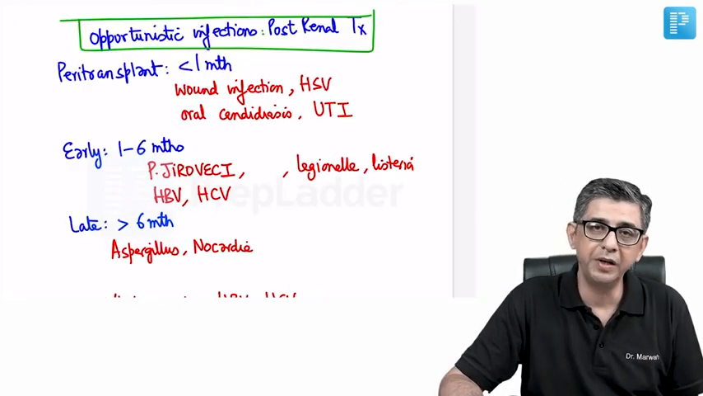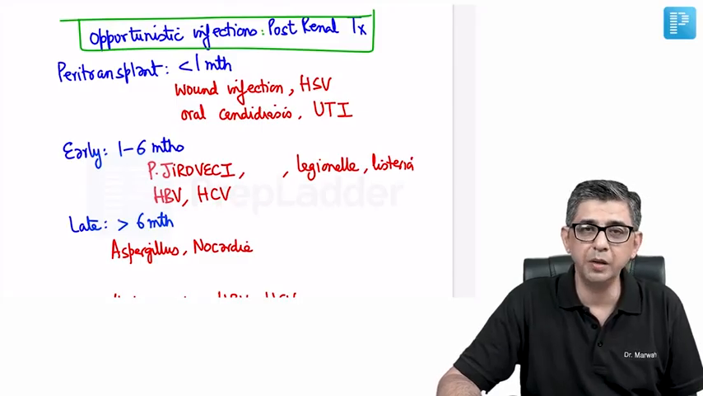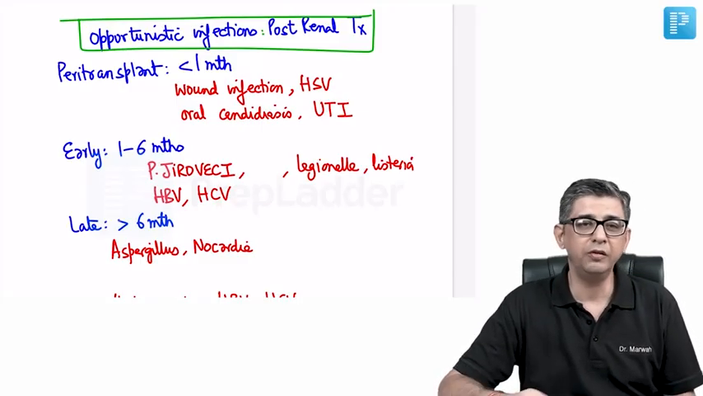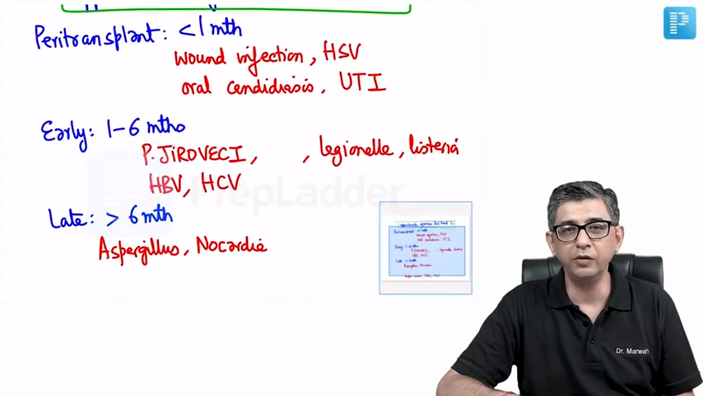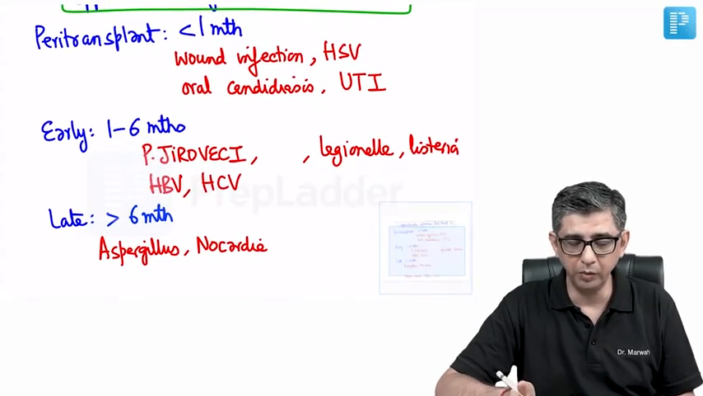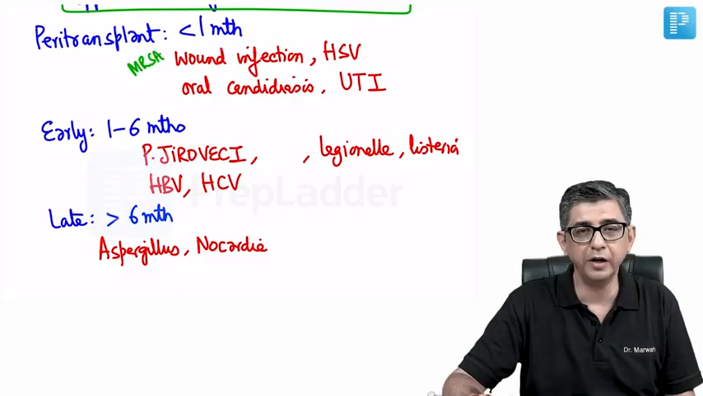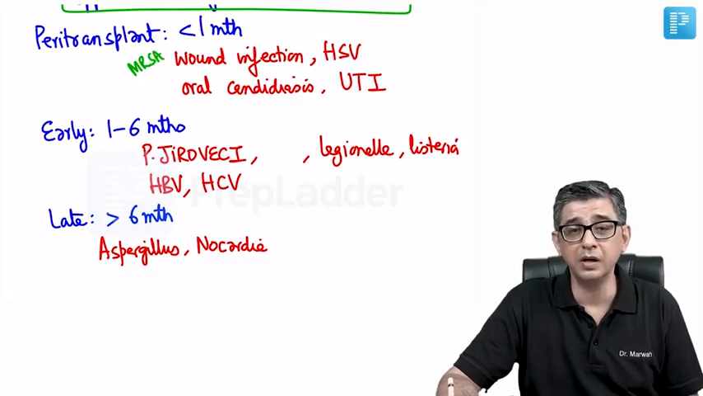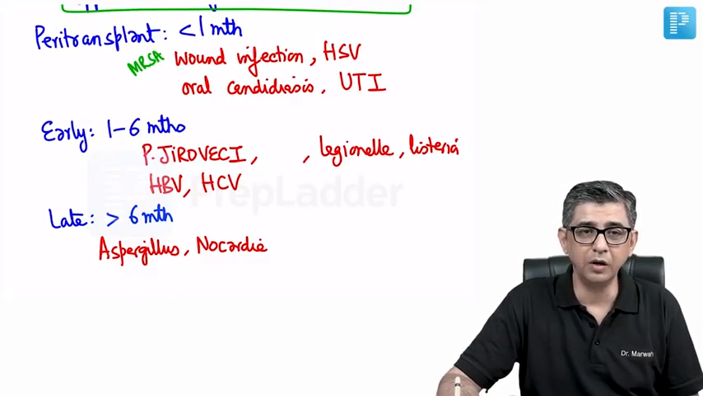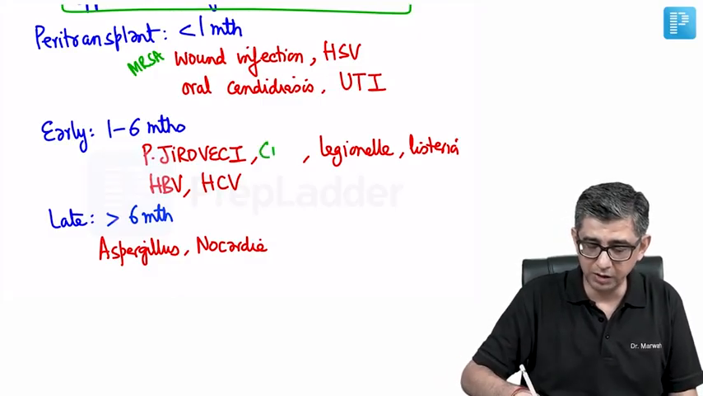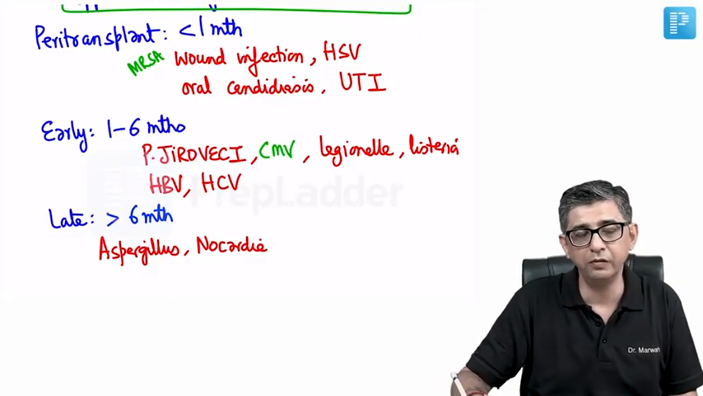Next up, I'll be describing opportunistic infections that can be seen in patients who have undergone a kidney transplantation. In the first month after surgery, usually the infection that can be seen is either a wound infection, that would be with MRSA, methicillin-resistant Staph aureus, or it would be herpes simplex, not herpes zoster, or can be oral candidiasis or a plain UTI. But between 1 to 6 months, one of the important ones that always comes is cytomegalovirus.